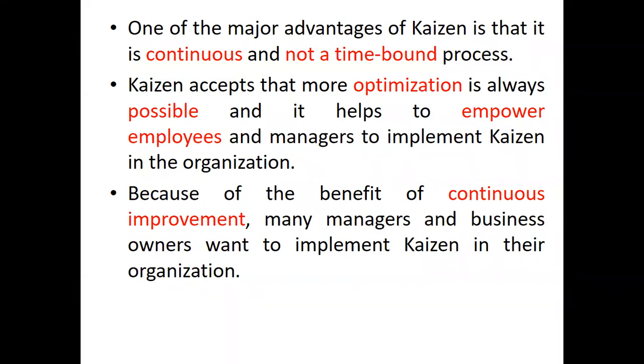So here what you have to do, you have to find the idle times, idle workers, idle machineries, and idle activities where the company has to pay but it is not generating any kind of productivity. So by removing this kind of idle activities, idle things, you can save the cost. Getting this? So because of the benefit of continuous improvement, many managers and business owners want to implement Kaizen in their organization across the globe. All the organizations now, all manufacturing industries, service industries, mostly manufacturing industries are trying to implement Kaizen. Kaizen is for the good benefit of the industries.